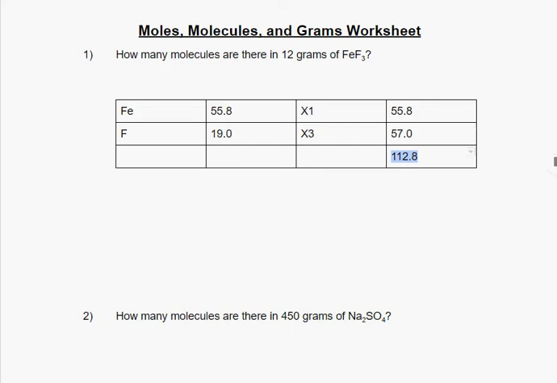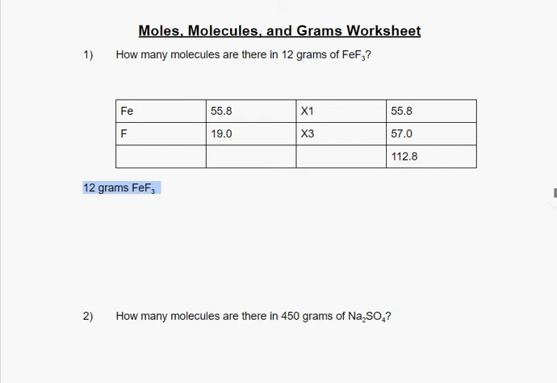Okay, so now how do I solve these problems? Well, we've already talked about this. What's the first thing you do? You always write down what you were given. So I know I was given 12 grams. This is the amount that I have. So I have to put down the information I know I have. Okay, so that's how much I was given. I was given 12 grams of iron fluoride.